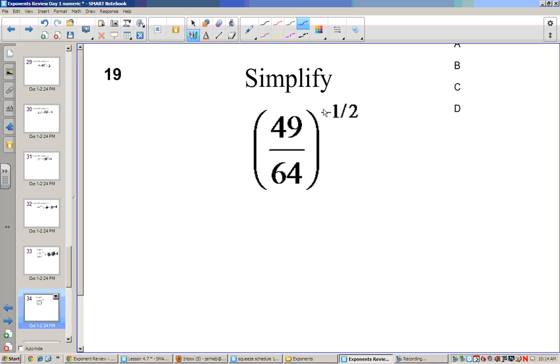The negative 1/2 power, the negative, we can just flip everything over right now. And now let's apply the 1/2. So 64 to the 1/2 is just the square root, which will be 8. 49 to the 1/2 will be 7.